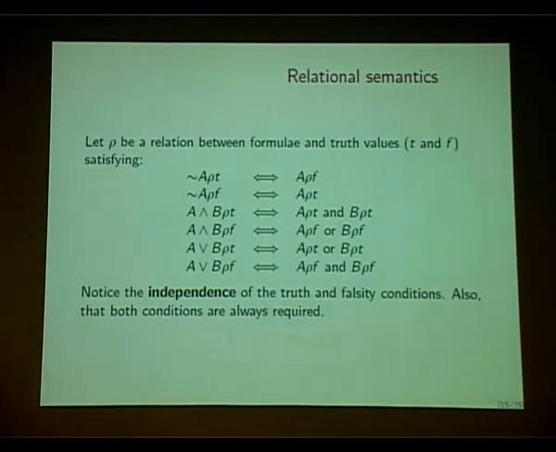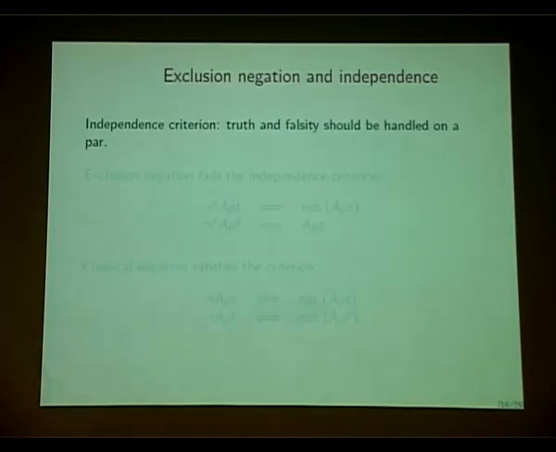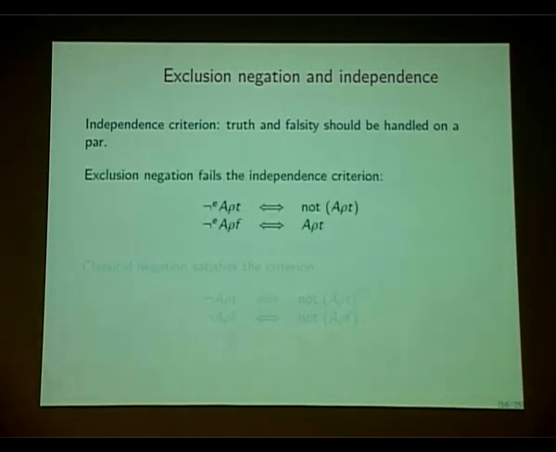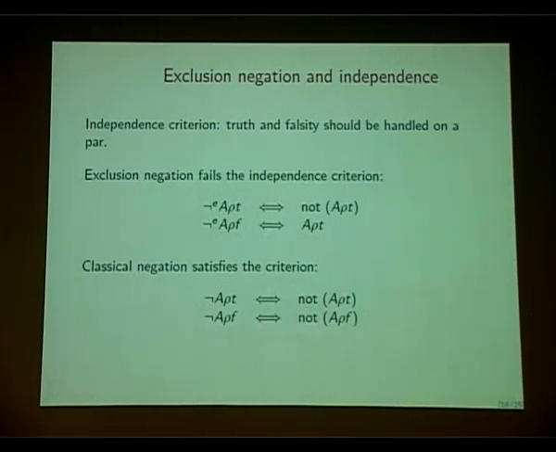In view of this, we can compare the exclusion negation and the classical negation we just set out. We call this the independence criterion: truth and falsity should be handled on a par. To advocate this, we would need a different discussion, but we will just assume this one. Then the exclusion negation looks like this. The exclusion negation of A is true if A is not true, and the exclusion negation of A is false if A is true. So in that sense, truth and falsity are not handled on a par, whereas the classical negation we set out, namely the Boolean negation, satisfies the criterion of independence: for both cases, it realizes the reading of not in the metalanguage.